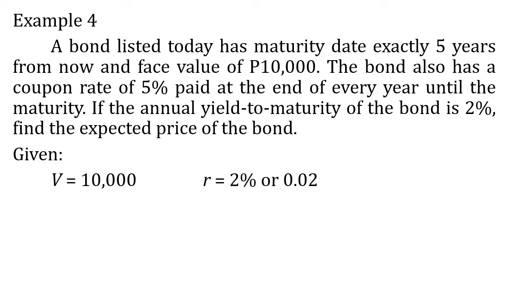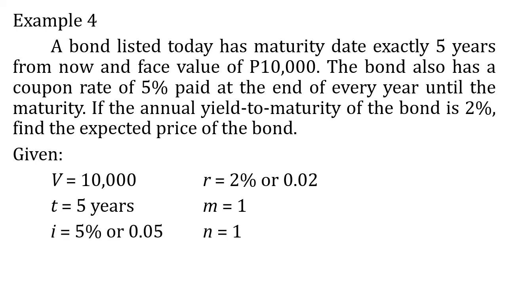So the face value is 10,000 pesos. The rate is 2% or 0.02 because that is the yield to maturity. T is 5 years. M is equal to 1. And the 5% is the coupon rate, I equals 5% or 0.05. And then the compounding period of the bond is N equals 1. So solve for C and then solve for P for the price of the bond.